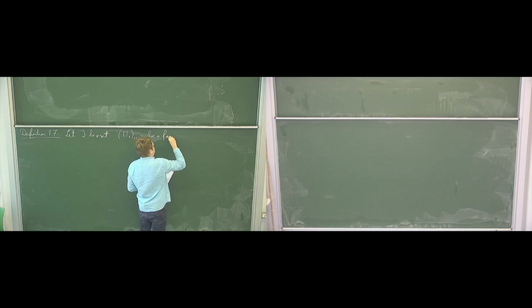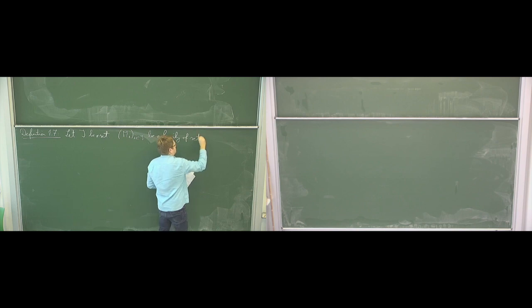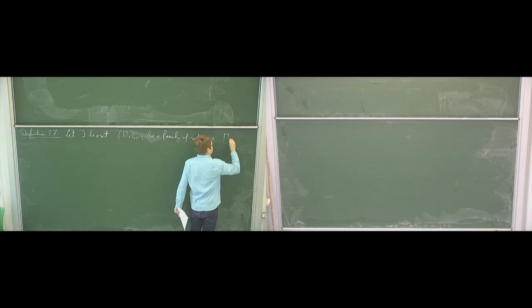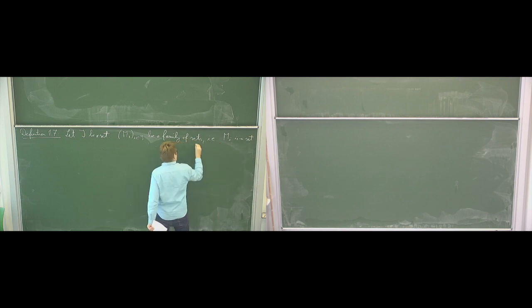This just means a family of sets. For each i in this index set, this is why we call it I, for each such i, we take a set M_i. So M_i is a set for each i in I.